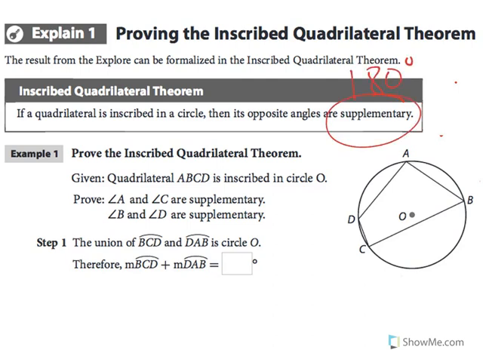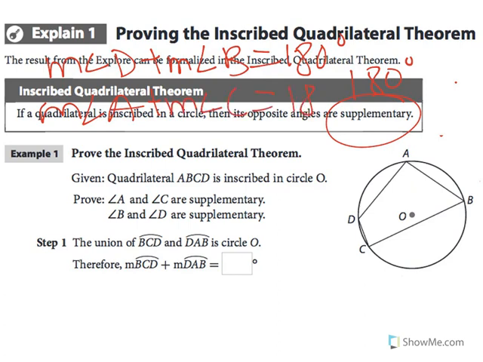So here it's saying that the measure of angle D plus the measure of angle B is equal to 180 degrees, and the measure of angle A plus the measure of angle C is 180 degrees. So these two angles, the sum is 180, and these two angles, the sum is 180. Okay, so let's go through the proof.